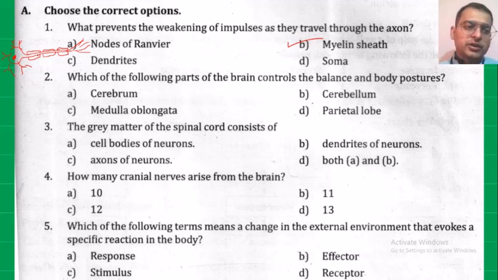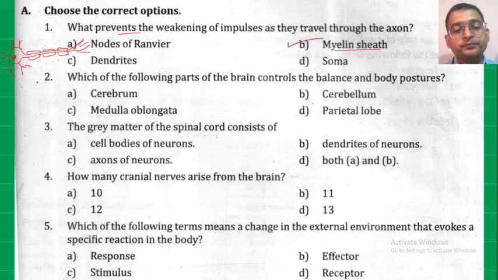So this myelin sheath provides the insulation, because the electrical impulse is carried through the neuron. An electrical impulse is nothing but a charge. When this charge is passing through the axon, in the immediate environment there will be other ions. These ions can interfere with this charge, so we need some kind of insulation. That insulation is provided by the myelin sheath. So the myelin sheath will prevent the weakening of the impulses as they move through the axon.